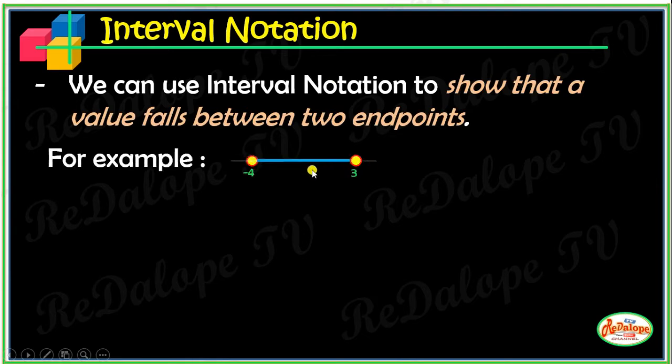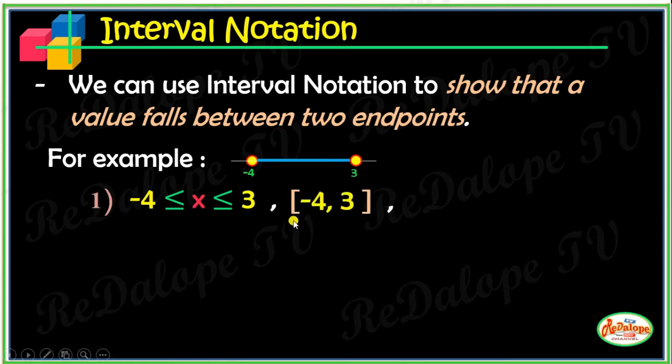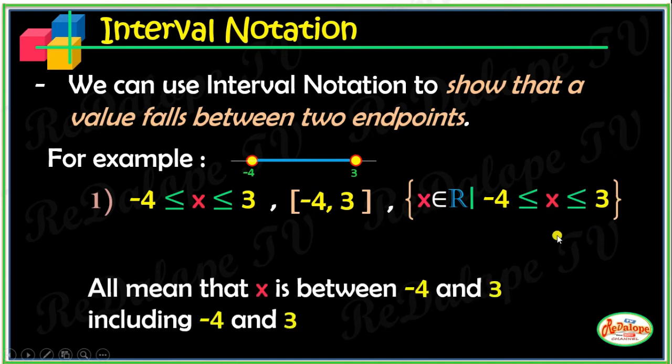For example, we have here the graph of the endpoints negative 4 and 3. So when it comes to an inequality problem, we have this symbol: x is greater than or equal to negative 4 but less than or equal to 3. This is also the same as the interval notation, open bracket, negative 4, comma, 3, close bracket. So in set builder notation, this is written as x is an element or member of the real numbers such that x is greater than or equal to negative 4 but less than or equal to 3. Meaning to say, x is between negative 4 and 3 but including negative 4 and 3.